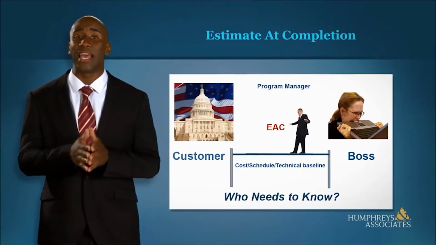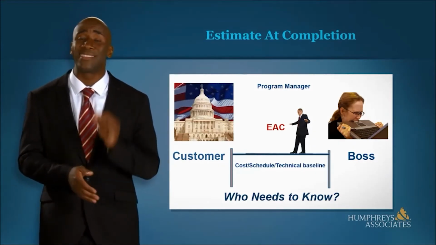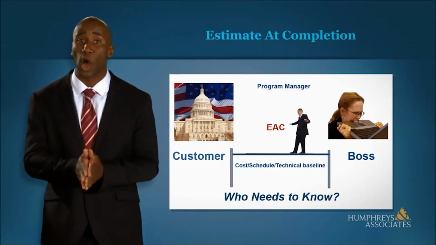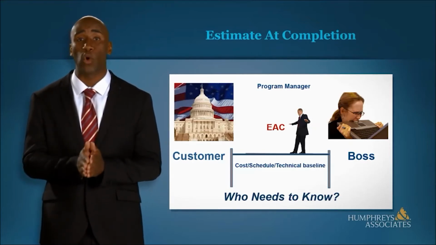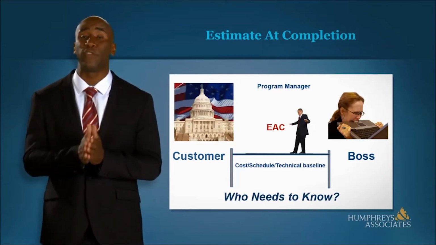One note about cash flow projections: if the customer has funding constraints, it is important to establish the performance measurement baseline so that it does not exceed the funding profile. Consequently, the estimate at completion is a vital piece of information. It is essential for both company and customer management to have the best, most accurate EAC in order to make informed decisions regarding the project, as well as the future of the company.